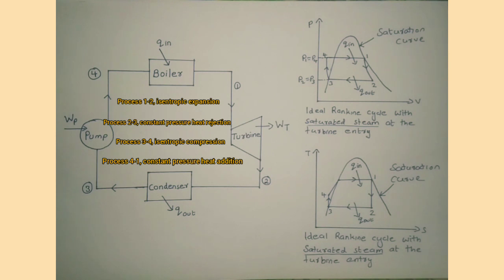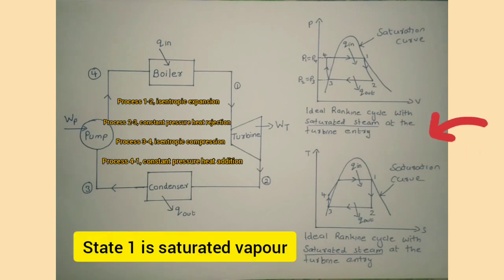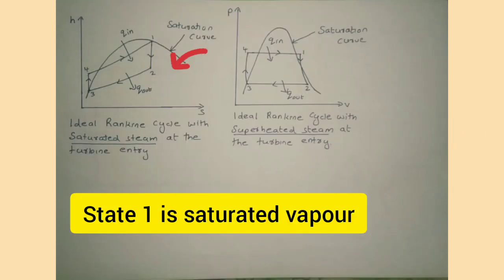We can draw different types of property diagrams, that is PV, TS and HS diagrams, for the ideal Rankine cycle depending upon the condition of steam at the turbine entry. In the figure, a PV diagram and TS diagram are shown. Here, the condition of steam at the turbine entry, that is state 1, is saturated vapor. The HS diagram for the ideal Rankine cycle with saturated steam at the turbine entry is also shown.